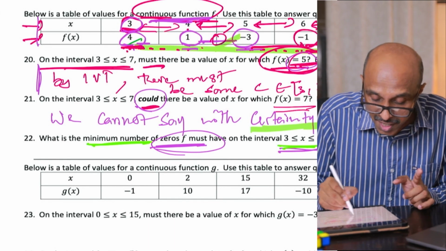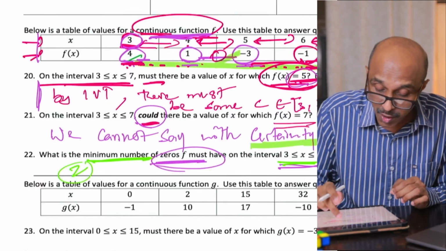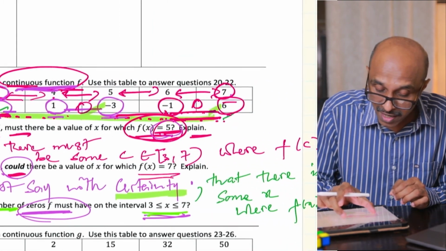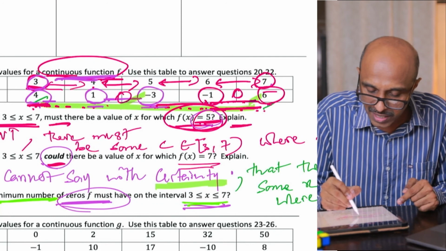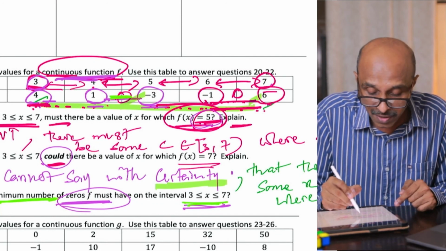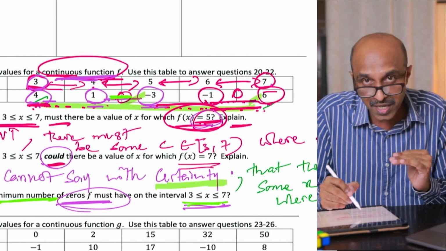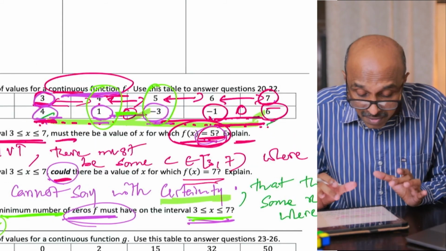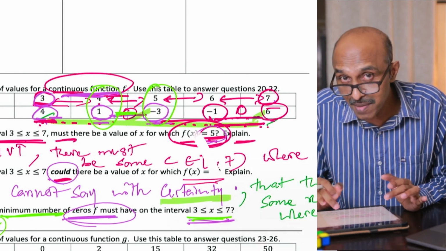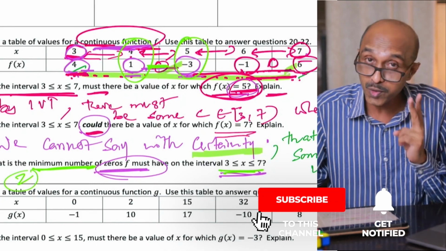So the minimum number of zeros that the intermediate value theorem guarantees is 2, based on the information that is given to us. The reason we say minimum is because it can cut through many more times. We don't know what's happening because we don't know the intermediate values. From when the function value is 1 and then it's going down to -3, it might have cut maybe 2 or 3 more times. We don't know. But from the information that's given to us on this table, the intermediate value theorem guarantees us a minimum of 2 zeros.